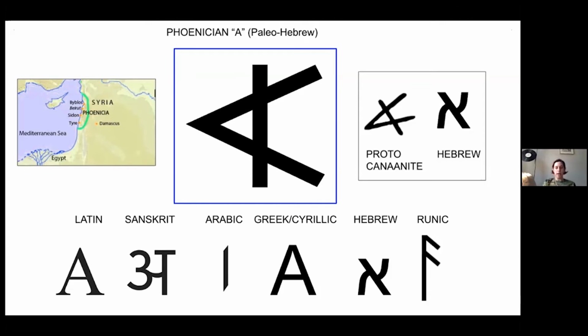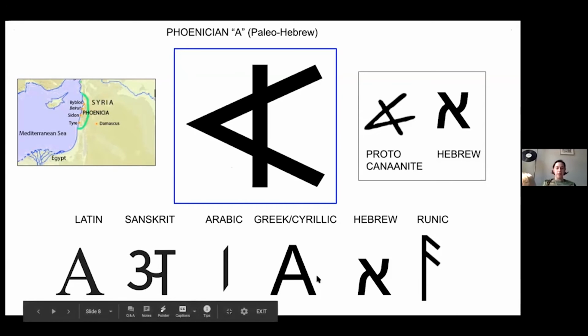So here you see different versions of the Phoenician Aleph, or A, or Alpha. They look a bit different today, but you can see all of these alphabets are based on the same one. So the Latin, which is what we use in English, right. Sanskrit, which you wouldn't think that such an ancient language is written with an alphabet that came from the Near East, would you? I was surprised to find that out.